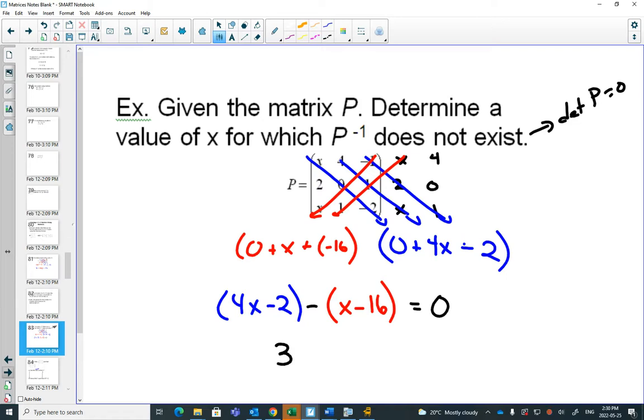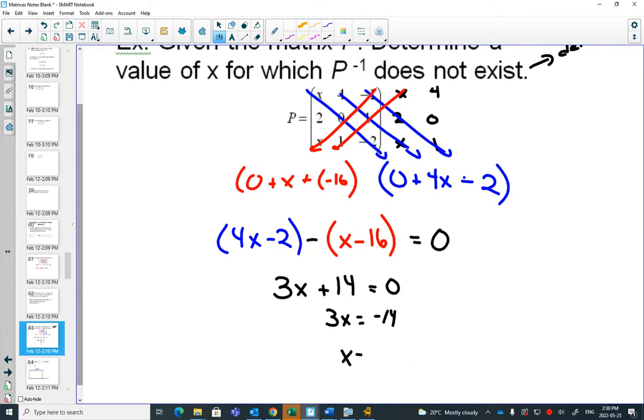So 4x minus x will give us 3x. Negative 2 minus a negative 16 plus 14 equals 0. 3x equals negative 14. And so x is equal to negative 14 over 3. If you had a calculator, you could now enter this matrix into your calculator with negative 14 over 3 where the x is. Use the calculator to determine the determinant and make sure that it's equal to 0. We could.